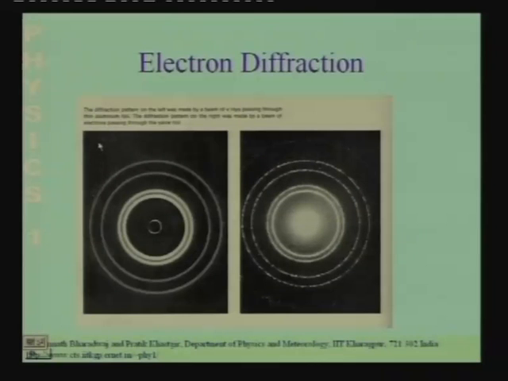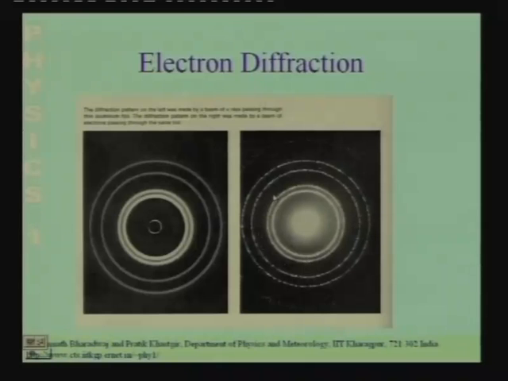Here an aluminum foil has been used, and this shows you the diffraction pattern that you obtain when X-ray is incident on the aluminum foil. The aluminum crystals produce a diffraction pattern. The same aluminum foil, when there is a beam of electrons incident, also produces a diffraction pattern, which is what is shown over here.